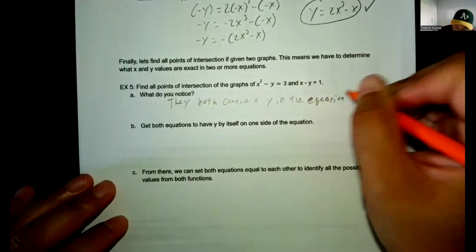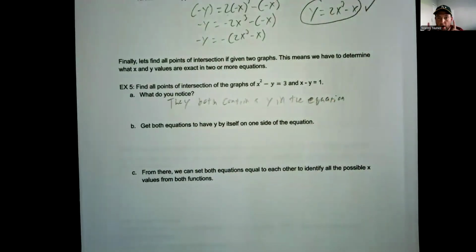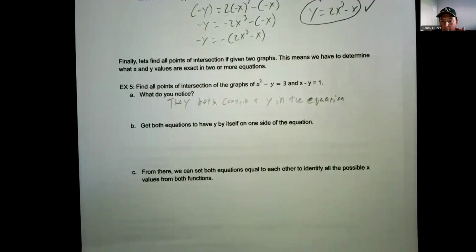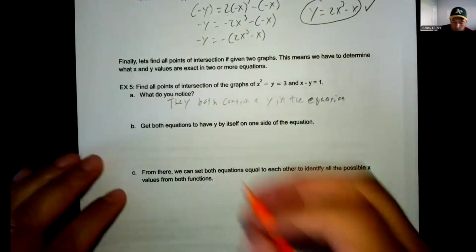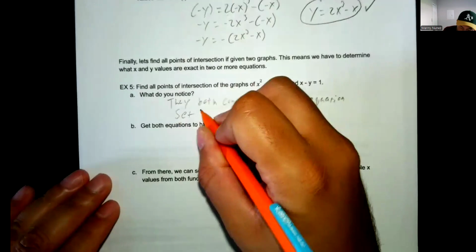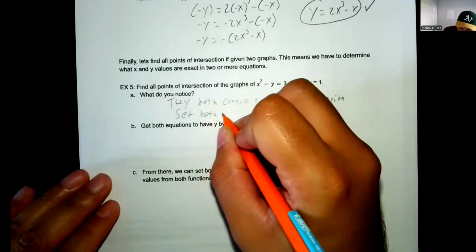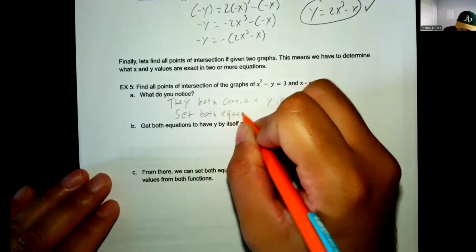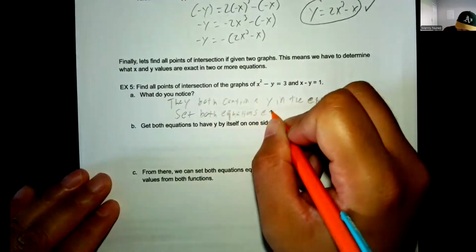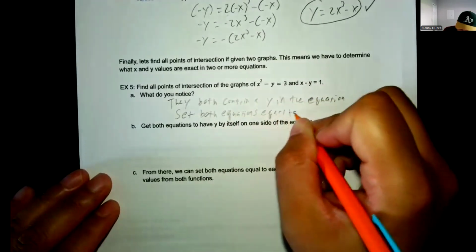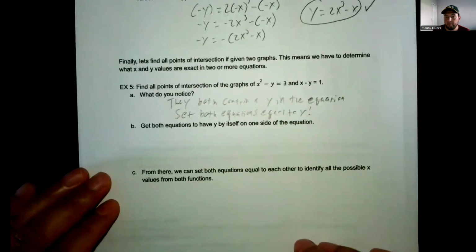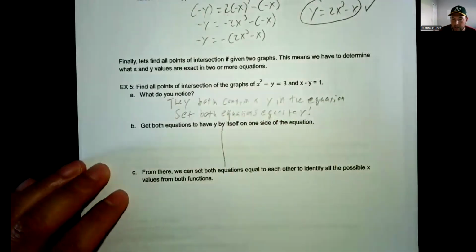And you should be able to figure out, well, if they both contain just a single y, I need to set both equations equal to y to have y by itself, and you're going to see why. So we're then going to set both equations equal to y. Let's do so, okay? And what I'm going to do is split these up.